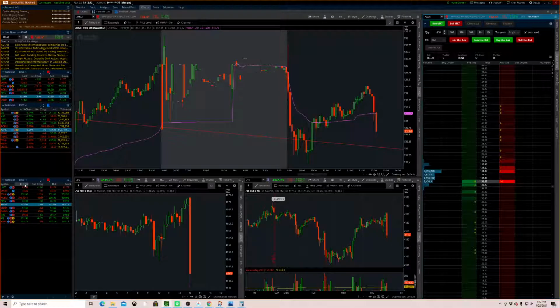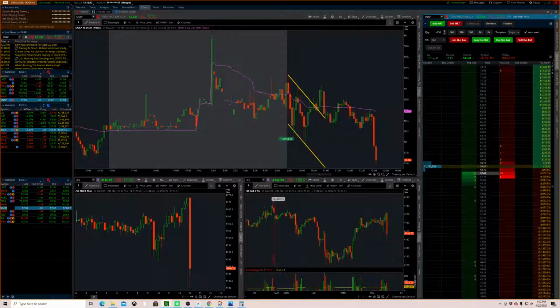And of course, this is a pullback, and this is another measured move down. Let's see how far it will go. If it doesn't, then we should be going back up. Snap, we're still in. Oh no, that has hit my stop. I have way too much in it. So flatten that.